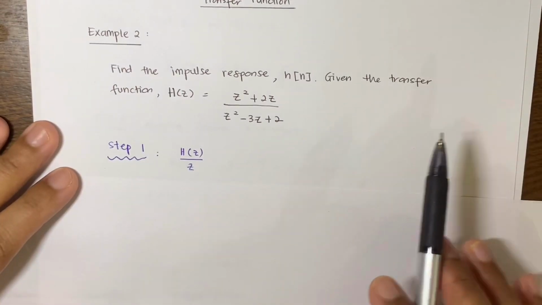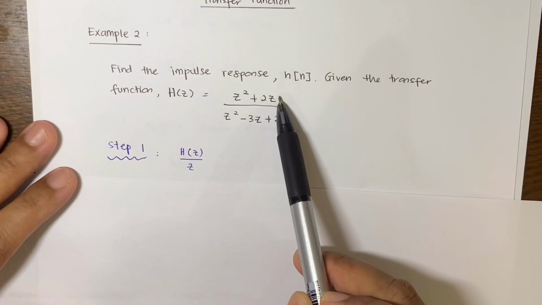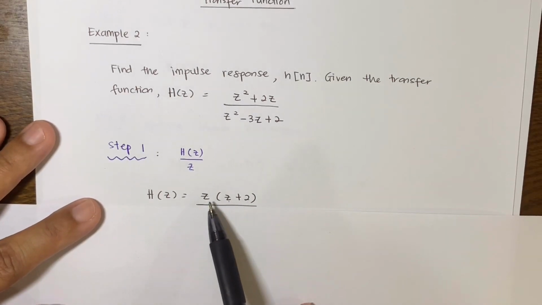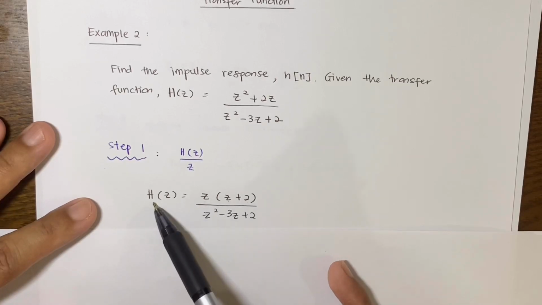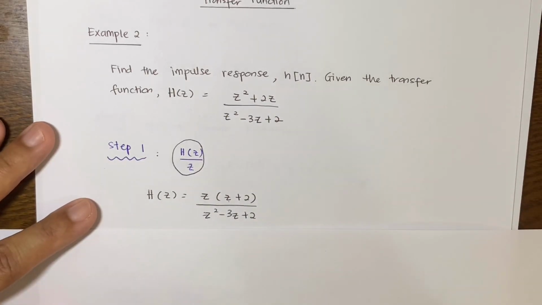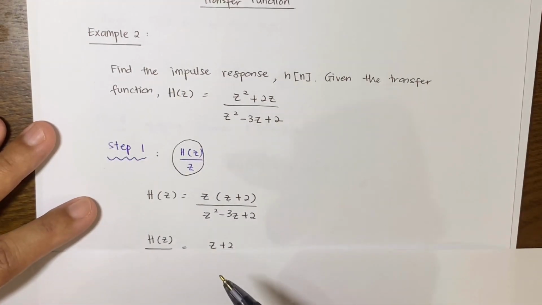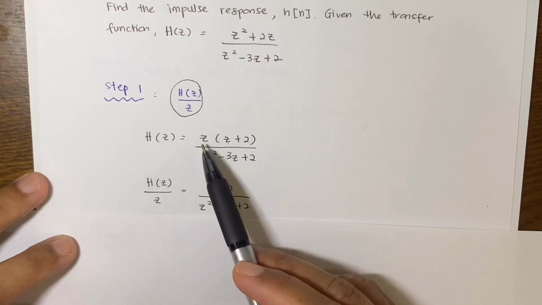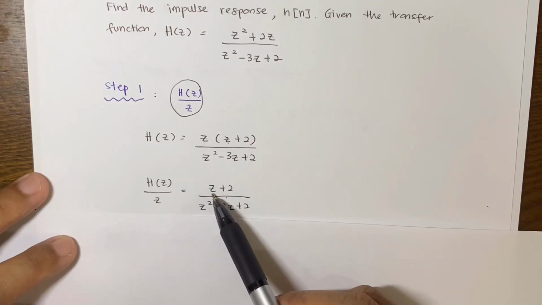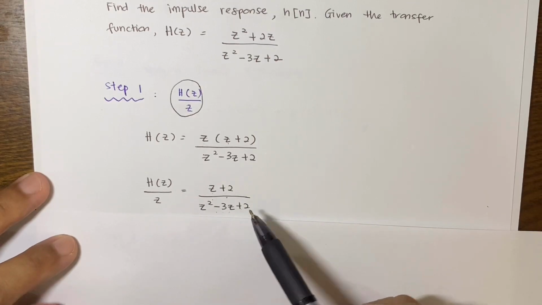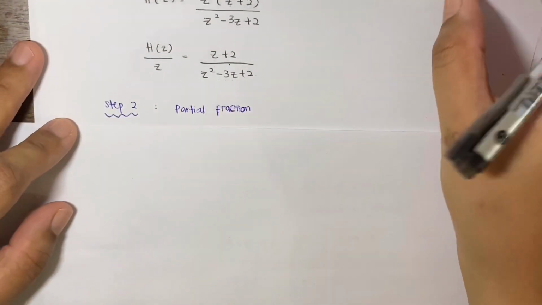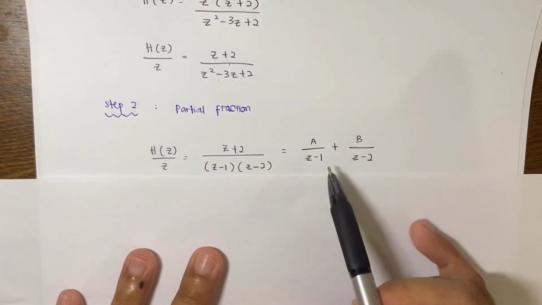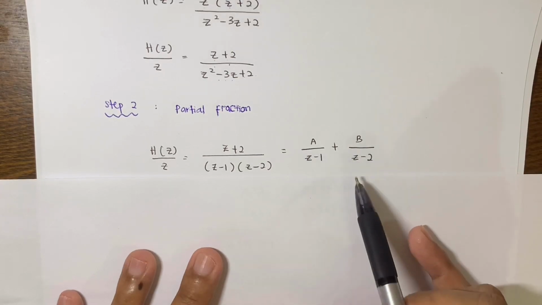The first one, you need to factorize the numerator. You will get z times (z plus 2), and then bring z to the left side to get the expression H(z) over z. After you bring z to the left side, only (z plus 2) over (z squared minus 3z plus 2) is left. Now we apply step 2, partial fraction, for this part only. You will get A over (z minus 1) plus B over (z minus 2).